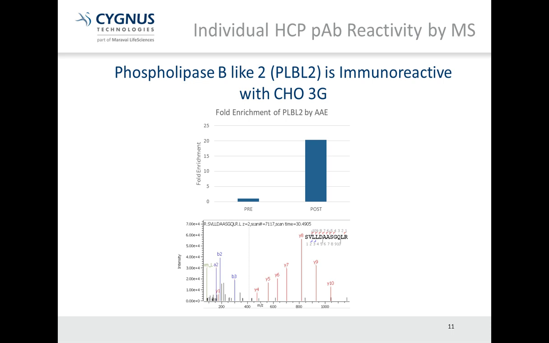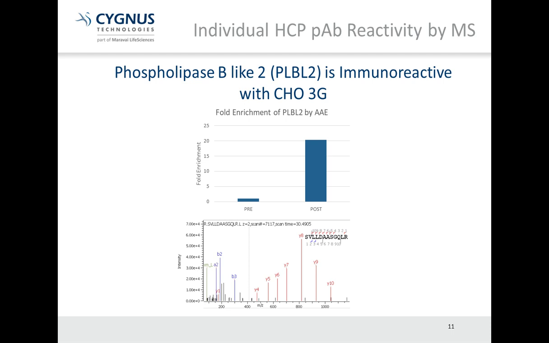For many years, companies have asked us if the HCP ELISA could detect some specific protein. And to be honest, the answer was always, maybe. We knew the antibody was very broadly reactive, so it would most likely detect the protein, but there really was no way to know for sure. So with AAE and mass spec, we can now definitively answer this question.